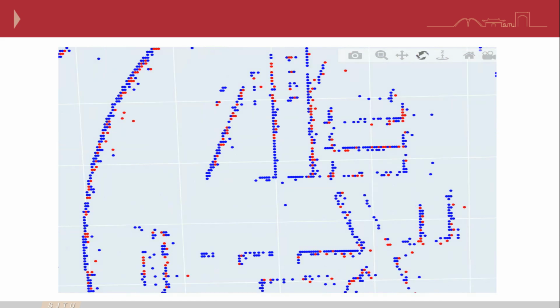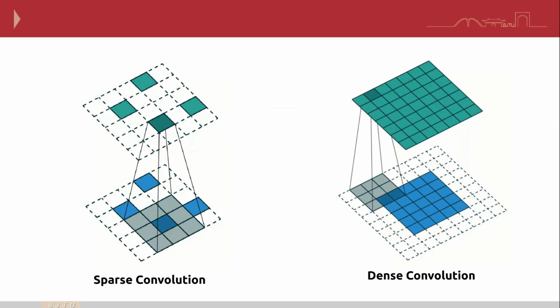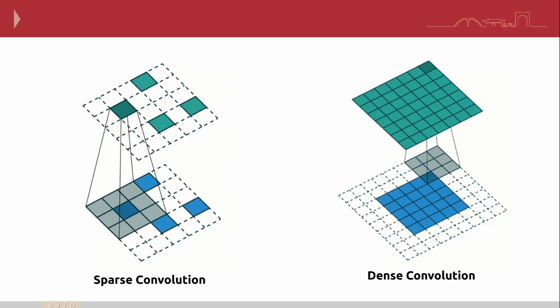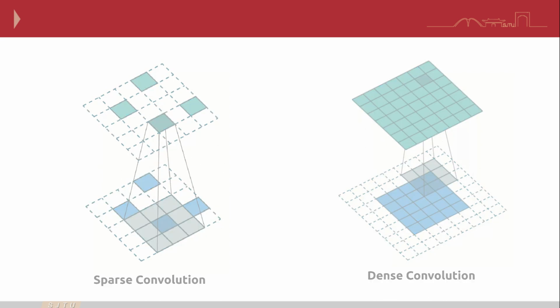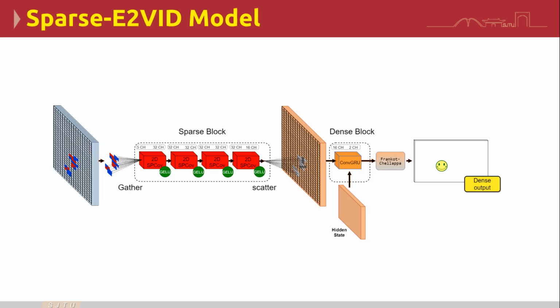Event cameras typically have a sparsity index of 90% or higher. Sparse-E2VID utilizes sparse convolution to reduce inference time and computational cost. However, it is not as easy as replacing dense convolution layers with sparse convolution layers. This is because the hidden state in the RNN module, which is a tensor that accumulates information from past events, becomes quite dense over time.